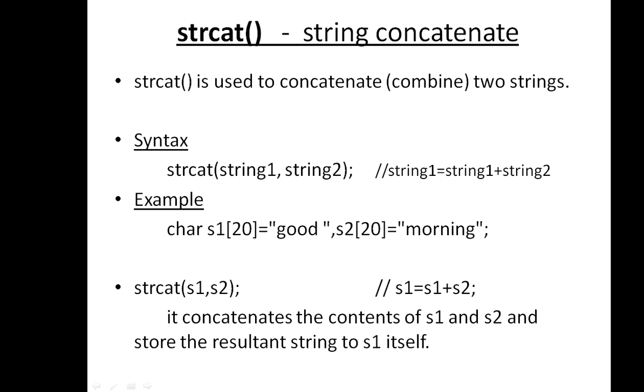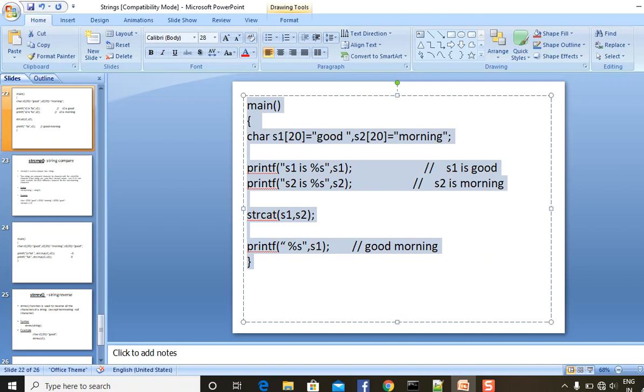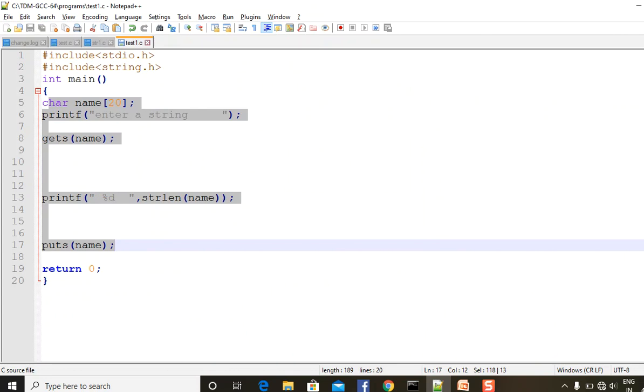So we are not disturbing S2 actually, simply we are taking the value alone from S2 and combining the content into S1. That is, S1 is good and S2 is morning, and if I try to print S1, the same value good as it is, S2 morning as it is. strcat of S1 comma S2, I'm going to concatenate S1 plus S2. S1 we have good and S2 we have morning, and now S1 contains good plus morning and S2 remains the same. But let me run this code so that you will have a clearer idea about it.